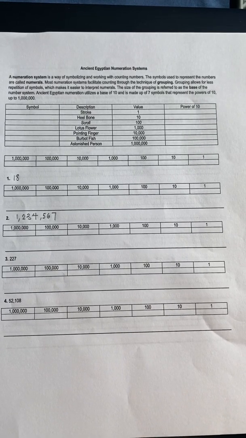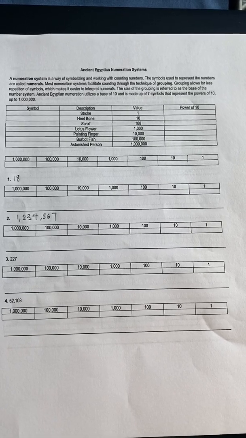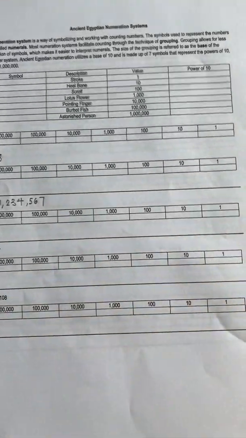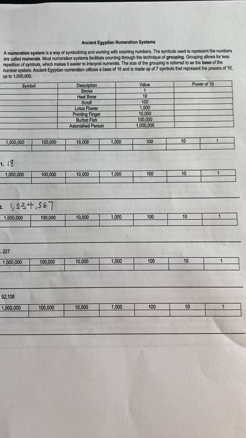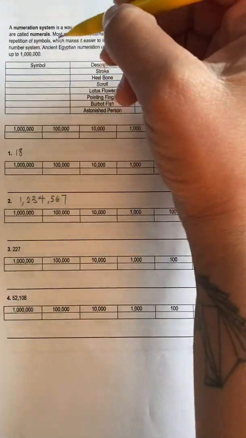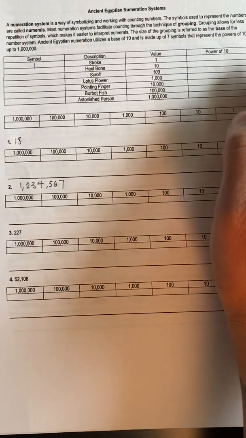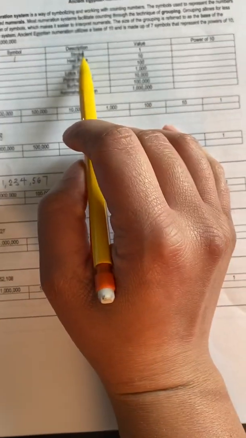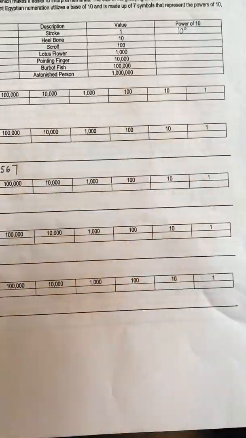Ancient Egyptian numeration utilizes a base of 10 and is made up of 7 symbols that represent the powers of 10 up until 1 million. The first symbol that is utilized in ancient Egyptian numeration systems is a stroke, which looks like this. Today, it might be known as a tally. And this has a value of 1 or 10 to the power of 0.